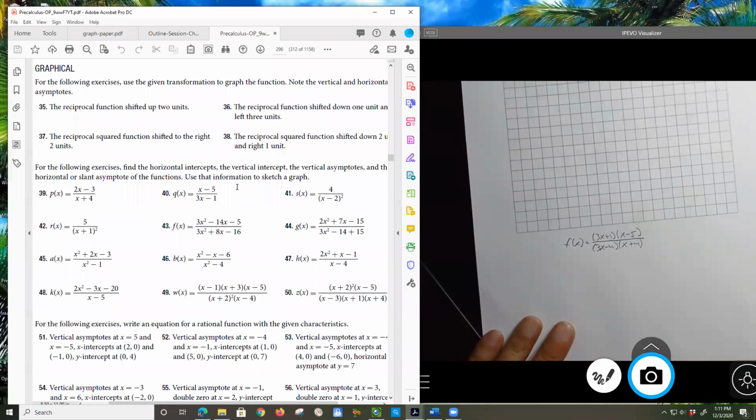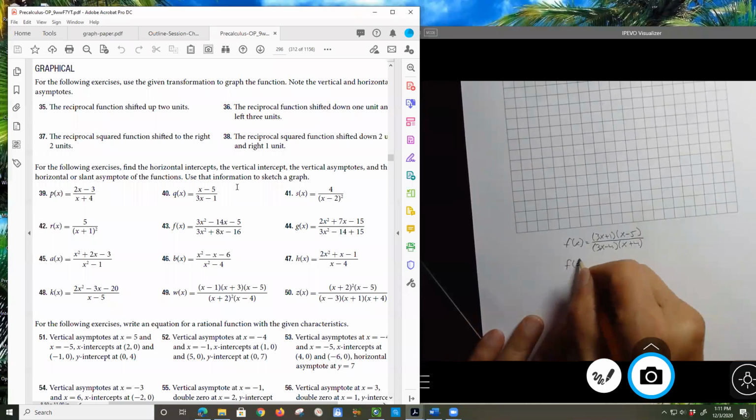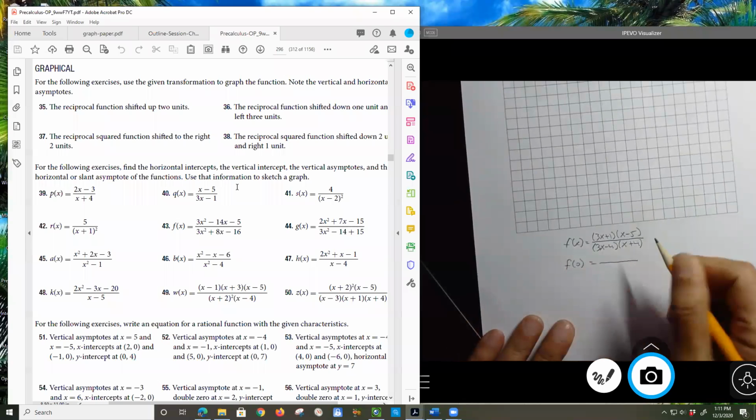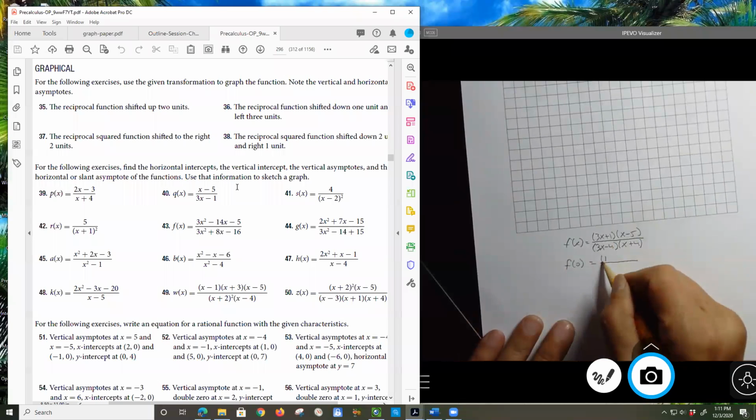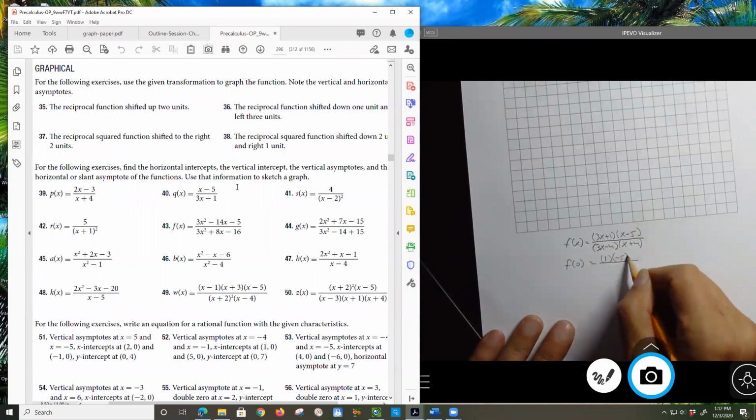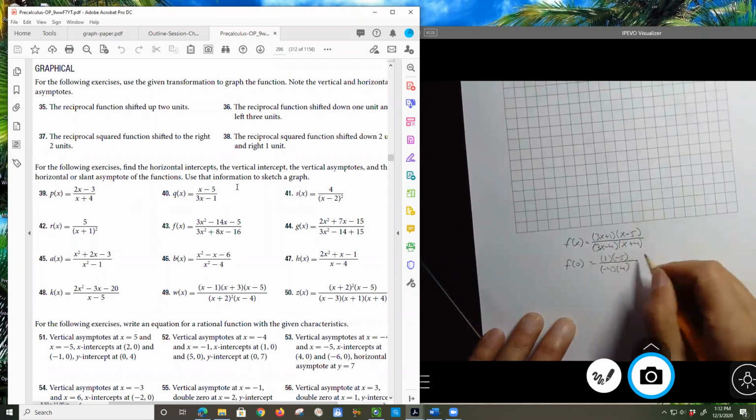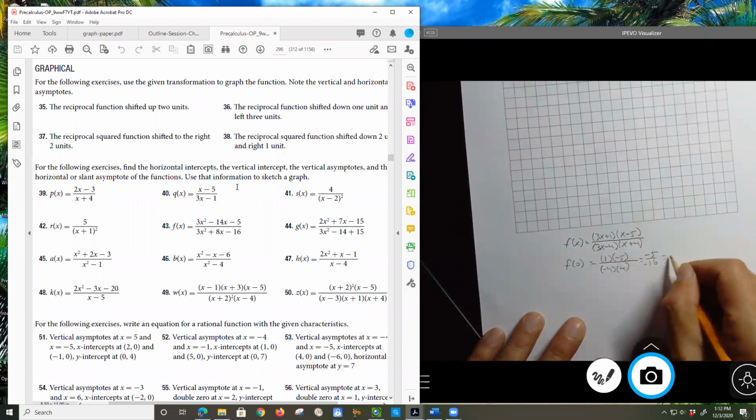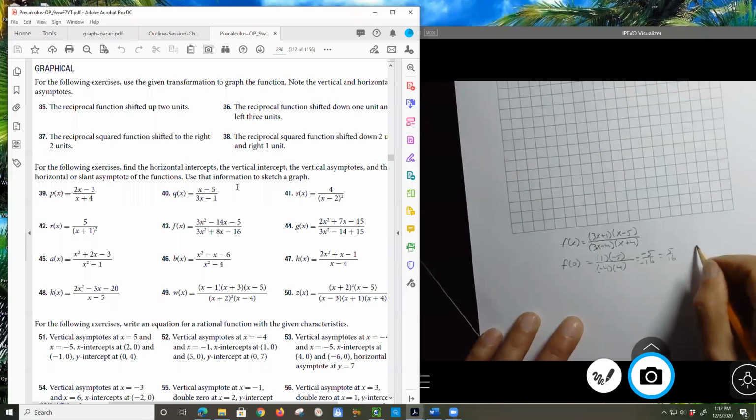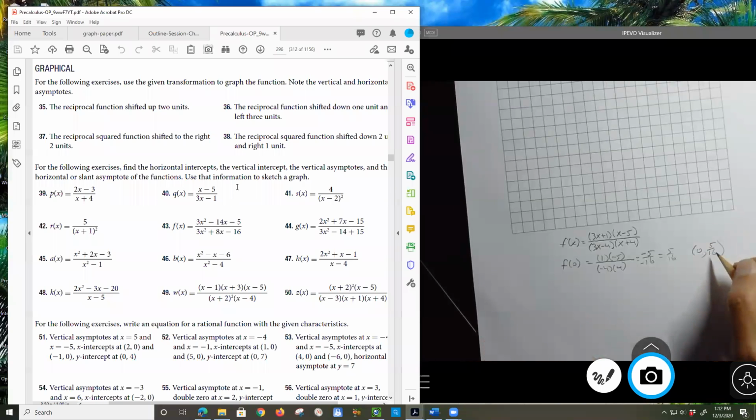Well, now you know. So let's find f of 0, which is our y-intercept. If x is 0, this becomes 1, that would become minus 5, this would become minus 4, and that would become 4. And so we would have negative 5 over negative 16, which is 5/16. So our y-intercept is (0, 5/16), a little less than a half. So it's above the x-axis, but just a little bit.